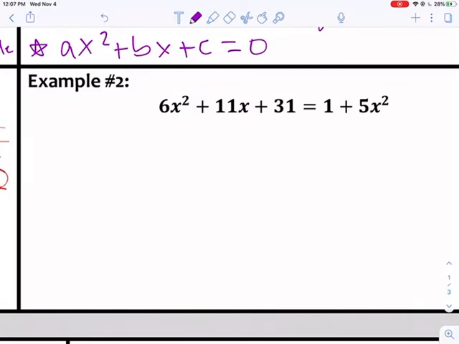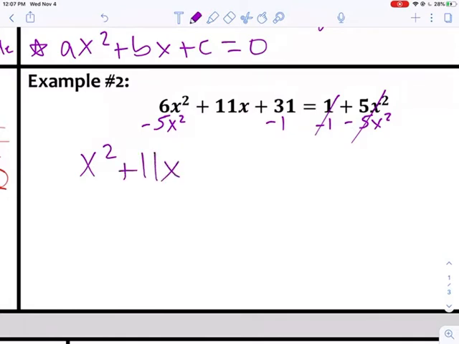All right, on example 2, we are not in standard form, so we need to move everything over. I would go ahead and move this 5x squared over so that my x squareds stay positive. And then I'm going to subtract the 1 with its like term. So remember, we're just changing the sign if we're moving it. So now I have 6 minus 5 is 1x squared. 11 wasn't affected. And then 31 minus 1, positive 30, equal to 0. So this one has a as a 1. There isn't an additional number here, so we can do our shortcut.